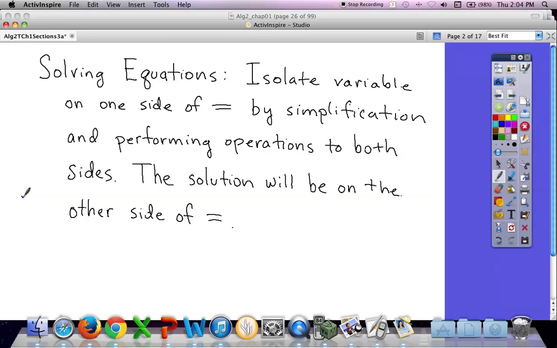So, solve equations. Isolate the variable on one side of the equals sign by simplification, meaning the kind of simplification we just did in section 1-2, and then performing operations to both sides. Right? The solution is whatever is on the other side of the equal sign.